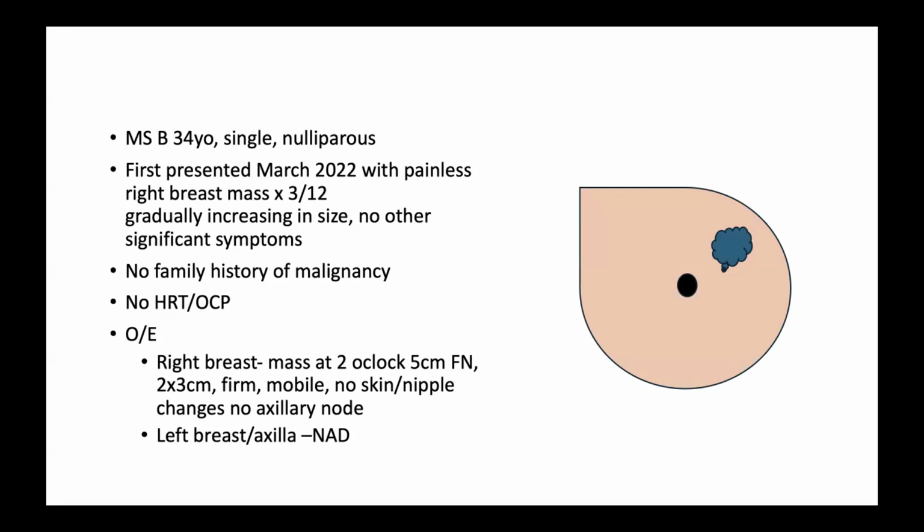She doesn't have any family history of malignancy, neither taking any history of HRT or OCP. So on examination, right breast, there is a mass at the 2 o'clock position, 5 centimeters from the nipple, 2 times 3 centimeters, firm and mobile. There's no other signs. Left side is normal.